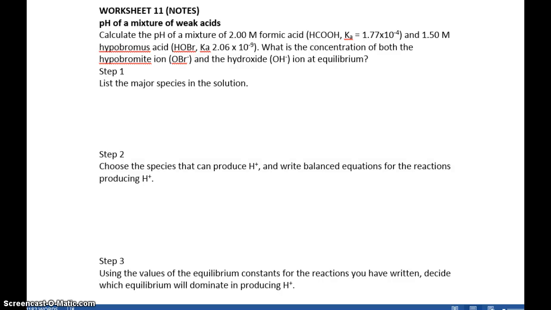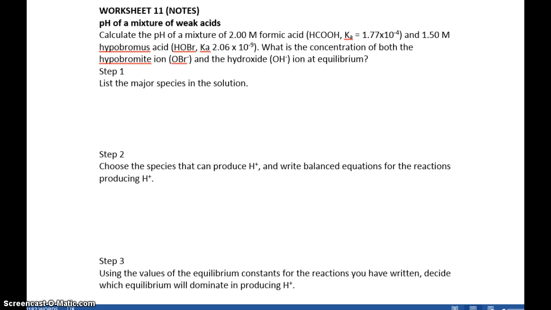Okay, please turn to Worksheet 11, the notes page in your packet. And now we're going to move on and look at the pH of a mixture of weak acids. Our problem says to calculate the pH of a mixture of 2.00 molar formic acid, it's given the Ka, and 1.5 molar hypobromous acid. What is the concentration of both the hypobromite and the hydroxide ion at equilibrium?